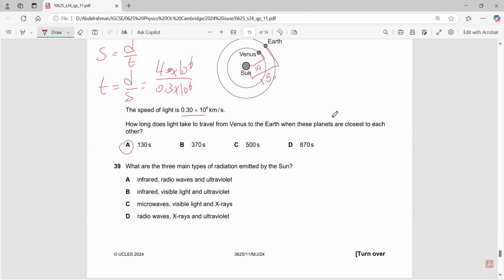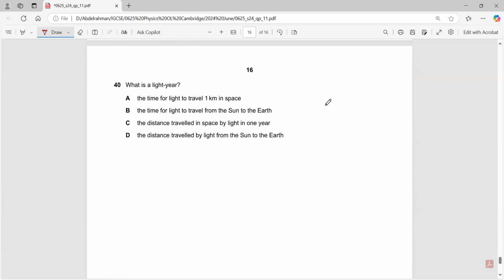What are the three main types of radiation emitted by the sun? Infrared, visible light, and ultraviolet radiation. Yes. Question 40. What is a light year? A light year is the distance traveled in space by light in 1 year.